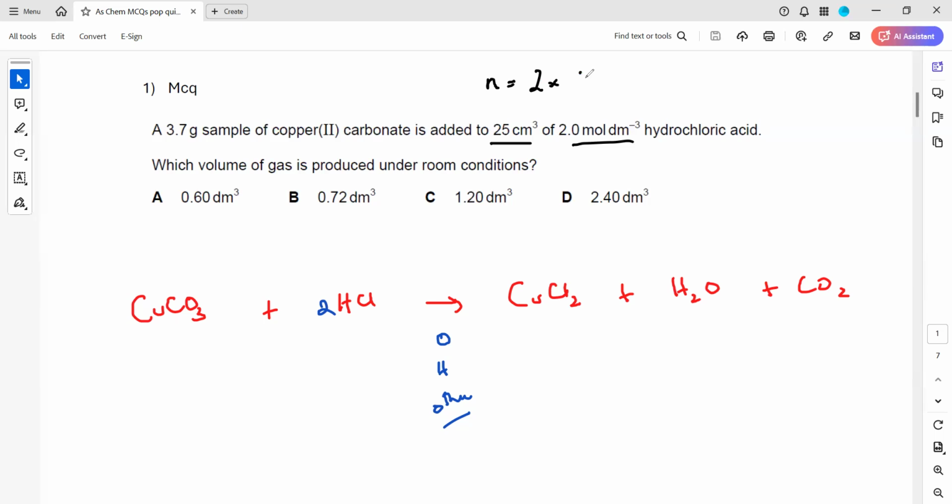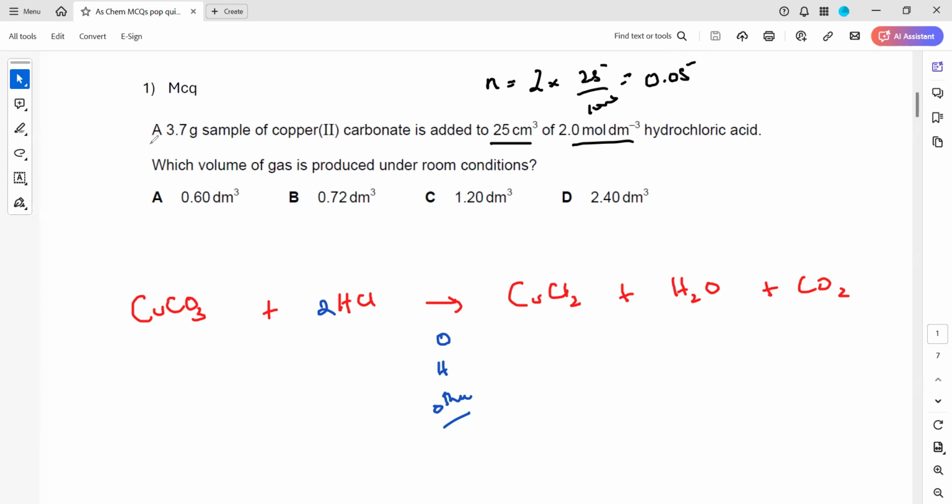So concentration is 2 and the volume is 25 divided by 1000. So it means 2 into 0.025. What's the answer for the moles? First we have to work out how many moles of HCl. We got 0.05 moles of HCl.